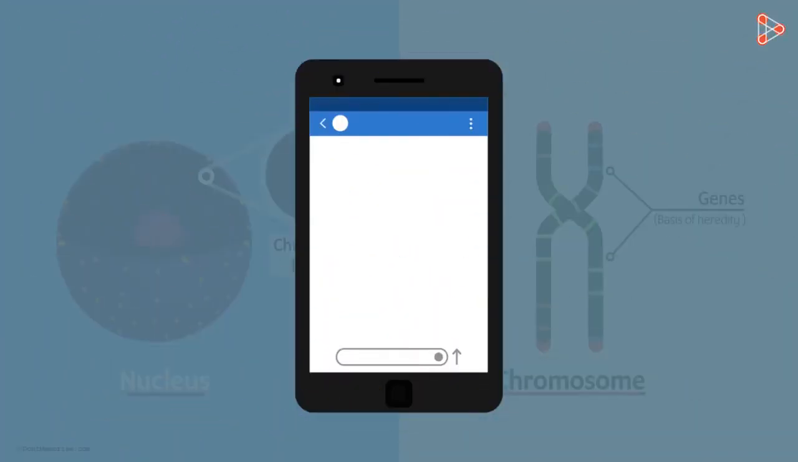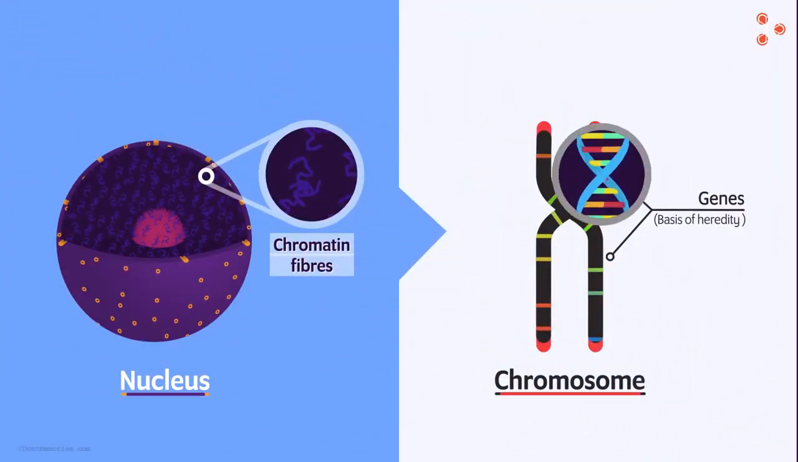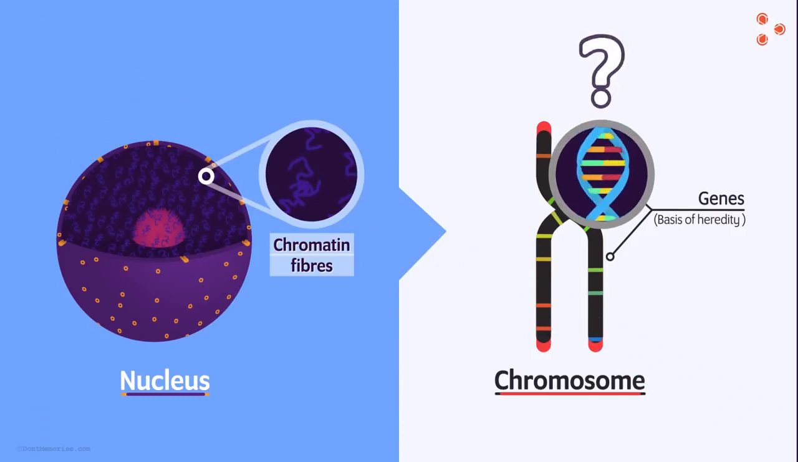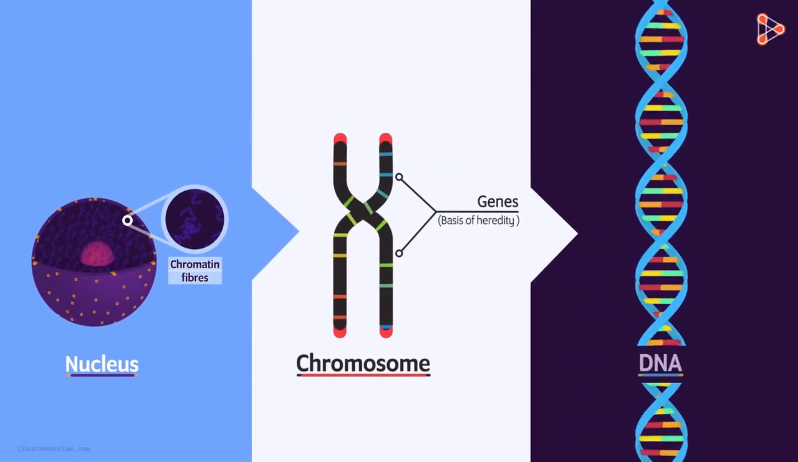For example, what do friends and family say when they see a baby? She looks exactly like her mother, or she's so much like her father. That's because the newborn baby gets her genes from her parents. Now let's zoom in a bit more. Any idea what these functional segments named genes are made up of? Genes are made up of molecules of DNA.